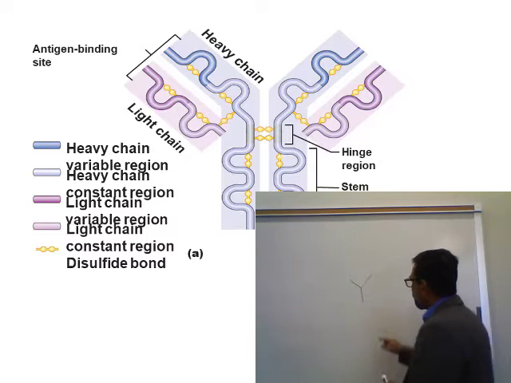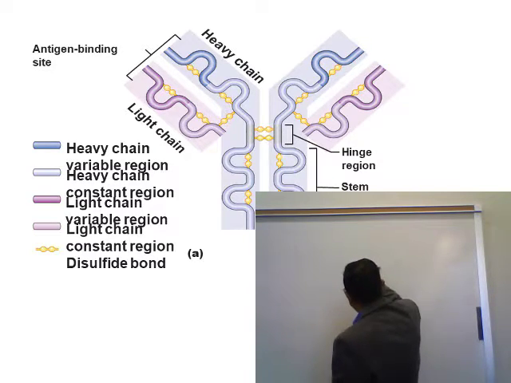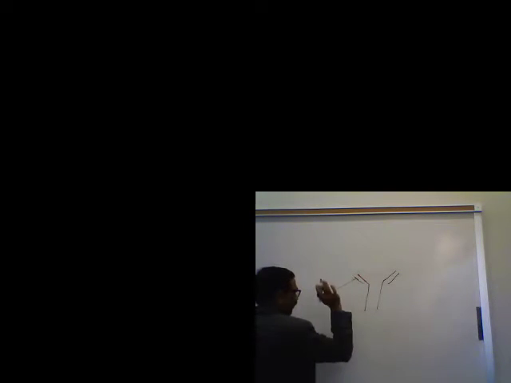Now, so here let me draw. These 2 are heavy chains, and then these 2 are light. Now, both heavy and light chains have 2 parts in each. The outer part is called variable part, and inner part is called fixed part. So this is variable, that means not fixed, and this is constant or fixed.